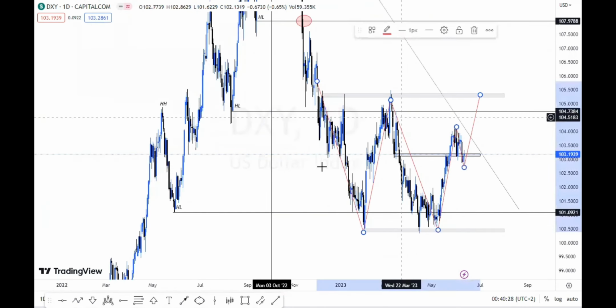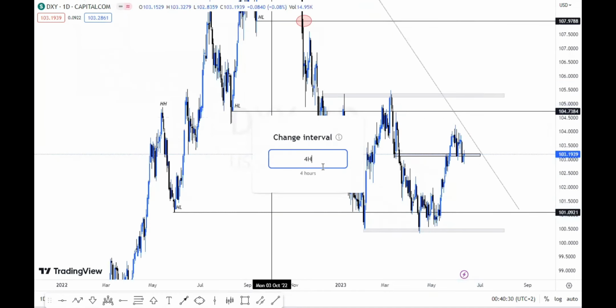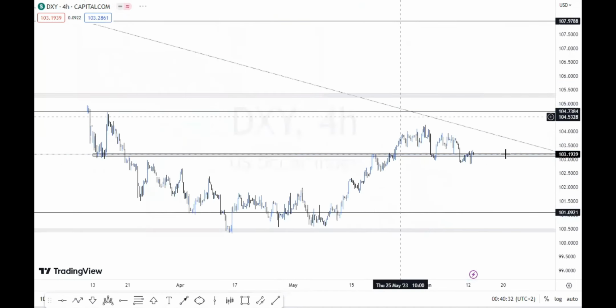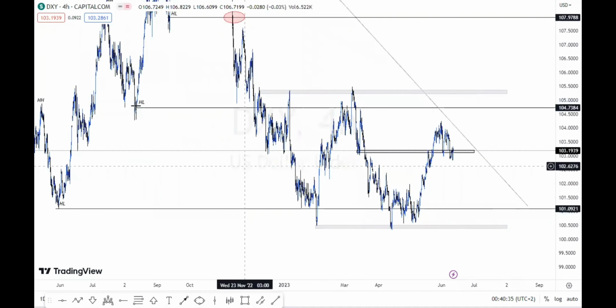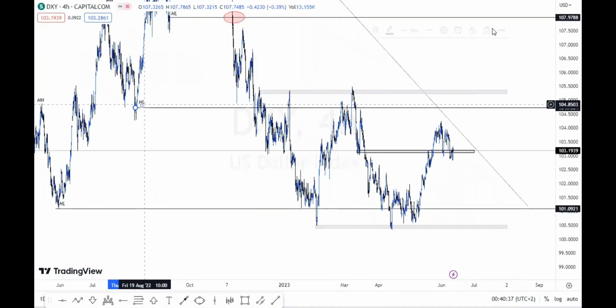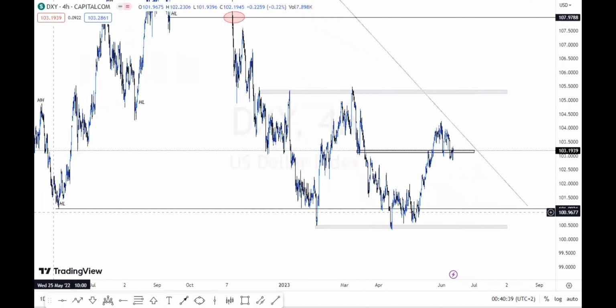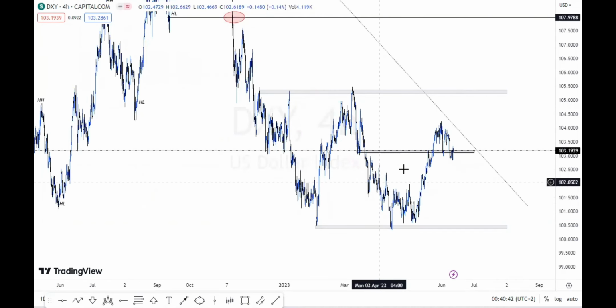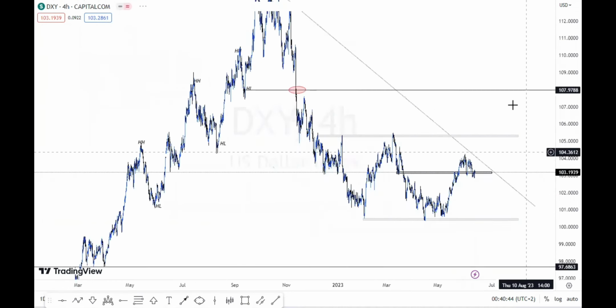Let's go down to the 4-hour. Maybe we'll see something that we are familiar with. Let me remove all these lines. I want the clean chart. Okay, so what do we have here?